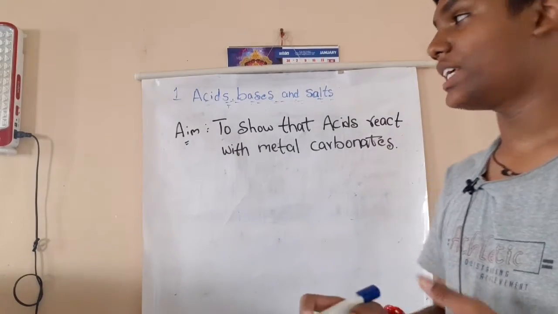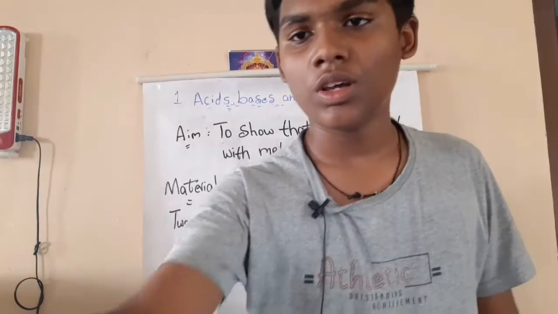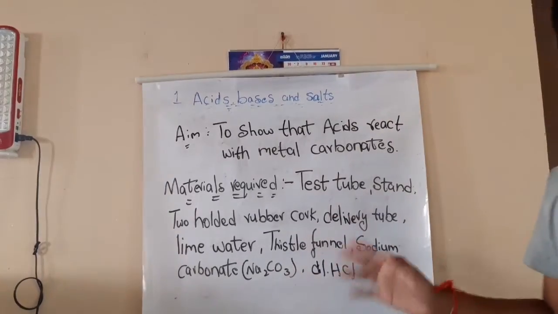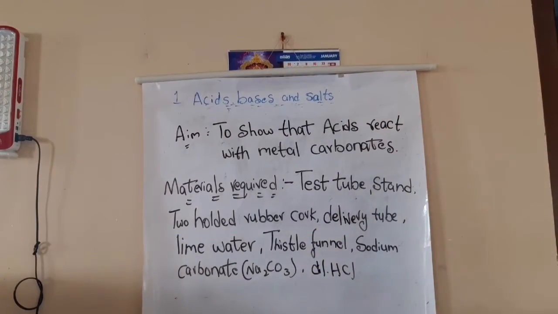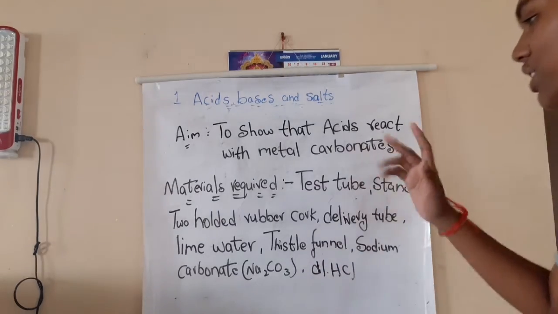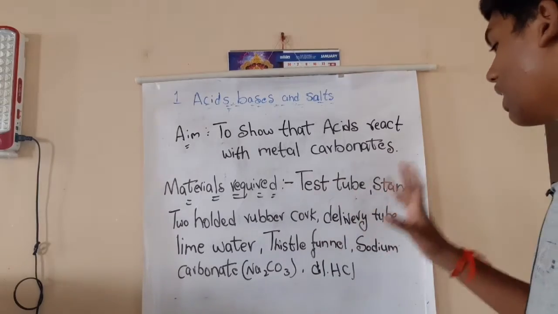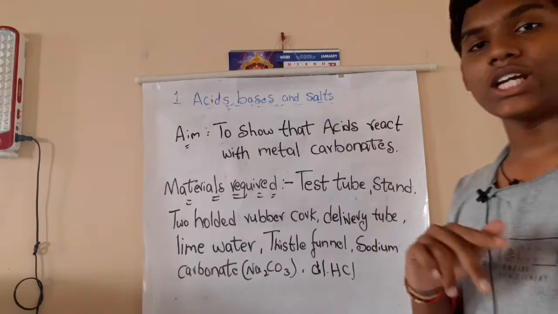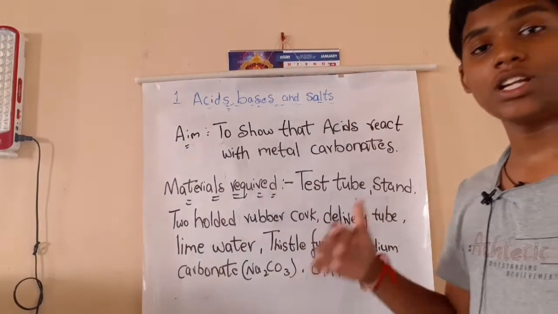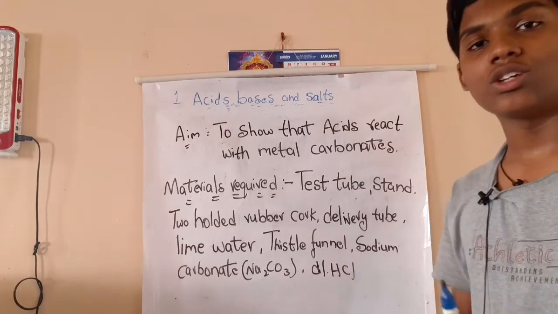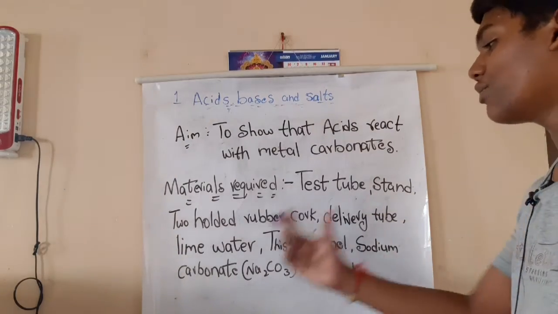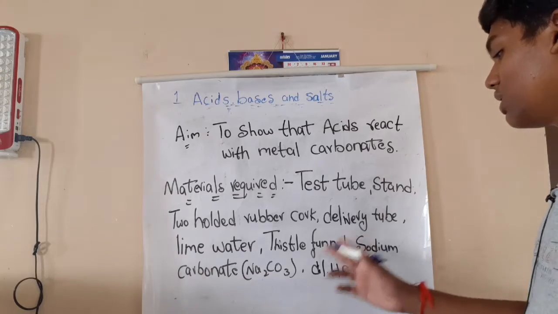Now what are the materials required? Now we will write. These are the materials required for this activity. One test tube, stand, two hollowed rubber corks and one delivery tube. In the activity before, we also learned what a delivery tube is. Connecting two test tubes, it is helpful. And lime water, okay, lime water, Thistle funnel.